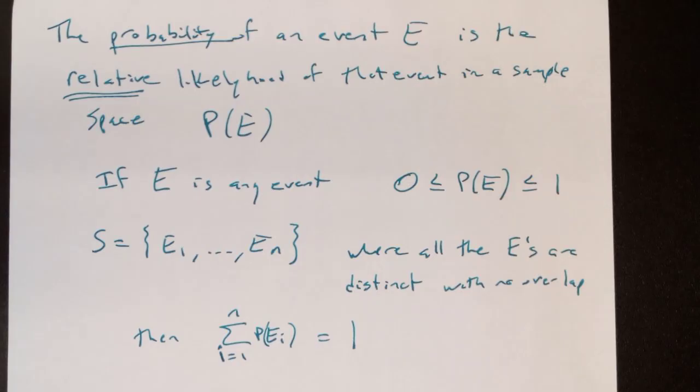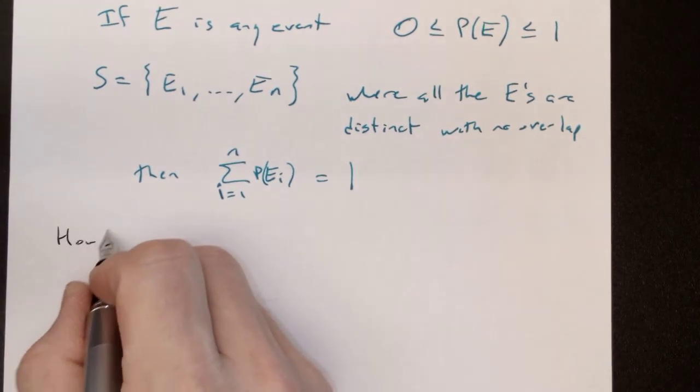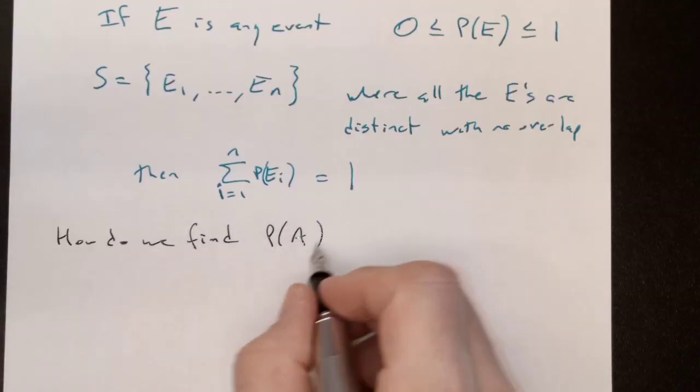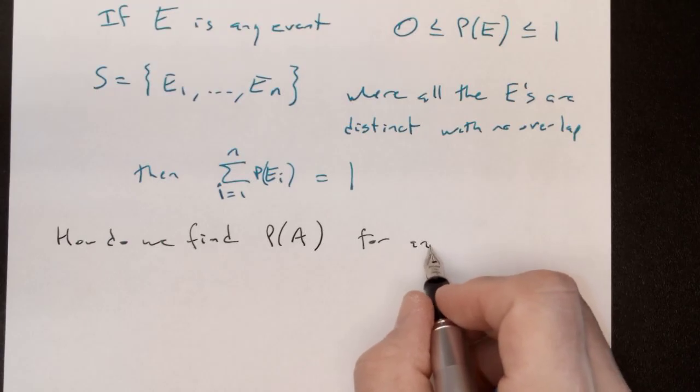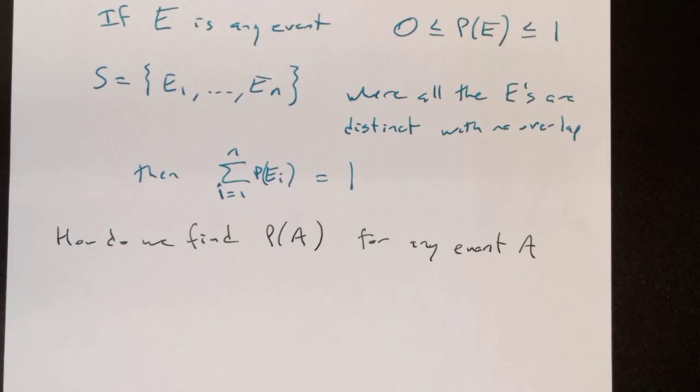So now the question is, if I have some event, how do I figure out its probabilities? There are several different ways to do this that are distinct from one another methodologically.